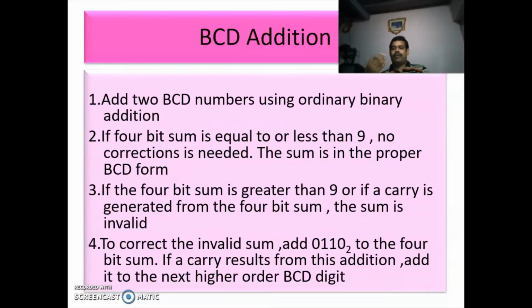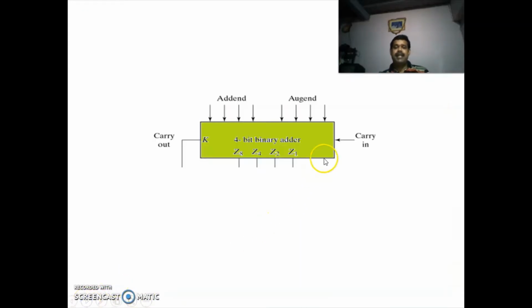Then if the sum you're getting is greater than 9, or if you get a carry from that sum, then we have to add 6. For that we need one more adder. So these are the things that are needed to implement a BCD adder.